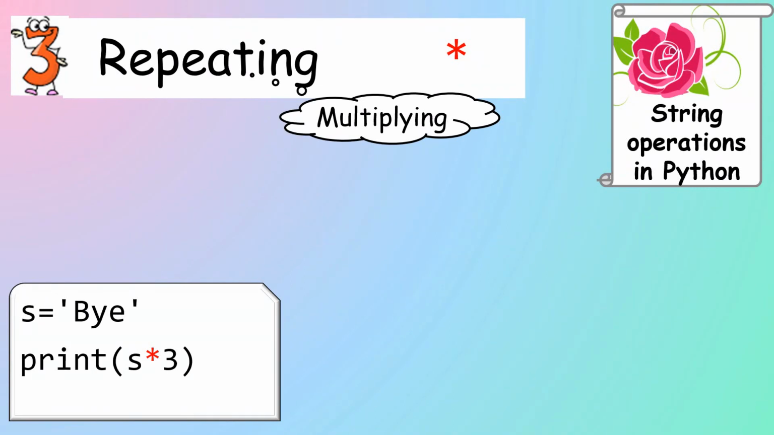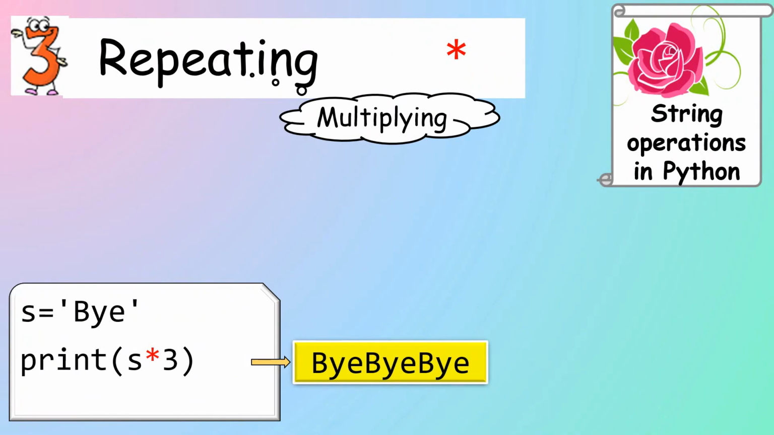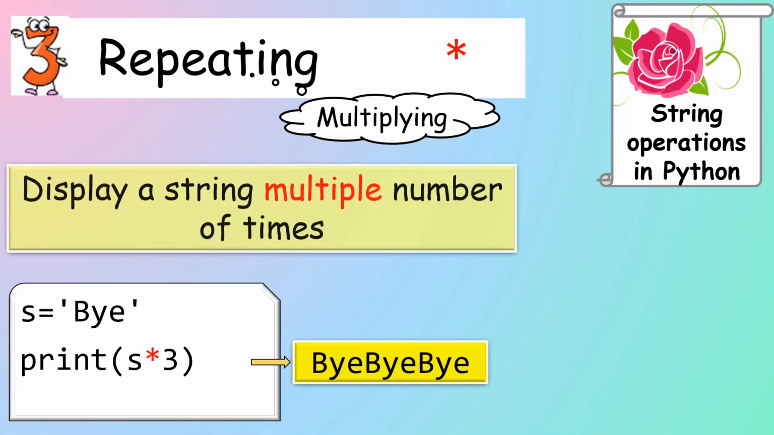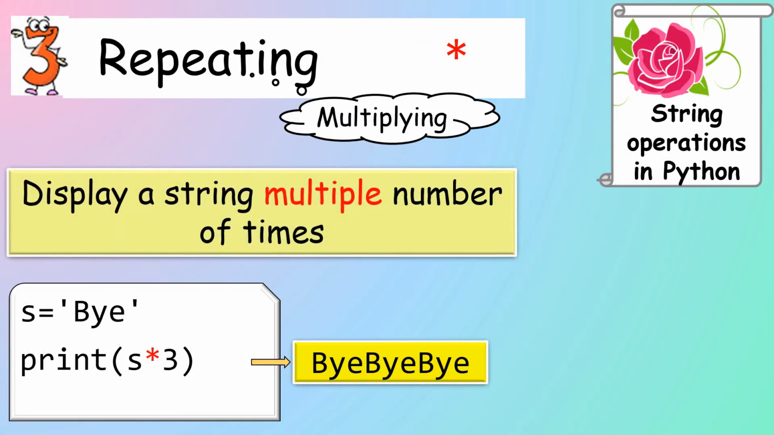So here the multiplication is nothing but repeating. So the output of this print statement is by by by. So the string is printed 3 times. So the use of the repeating operation is to display a string multiple number of times.